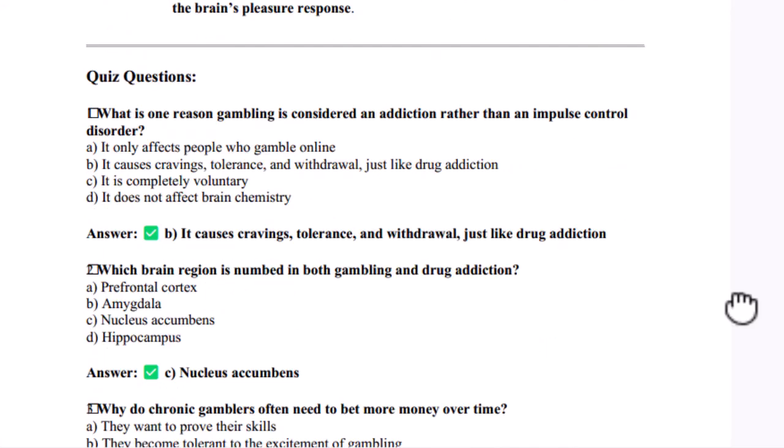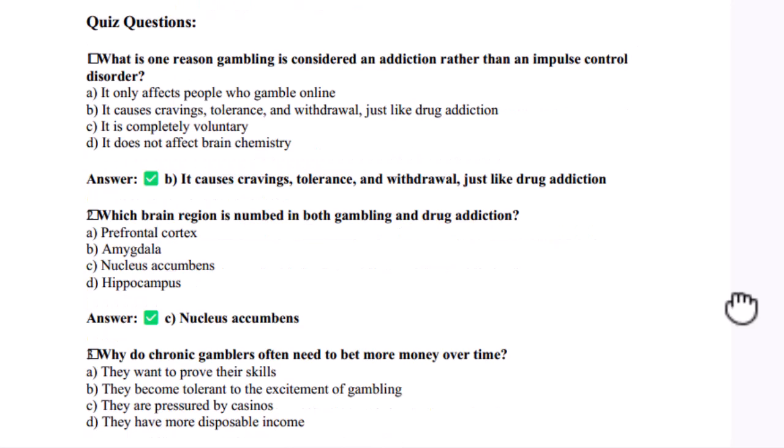What is one reason gambling is considered an addiction rather than an impulse control disorder? It only affects people who gamble online. It causes craving, tolerance, and withdrawal, just like drug addiction. It's completely voluntary. It doesn't affect the brain chemistry. The answer: it causes craving, tolerance, and withdrawal, just like drug addiction.